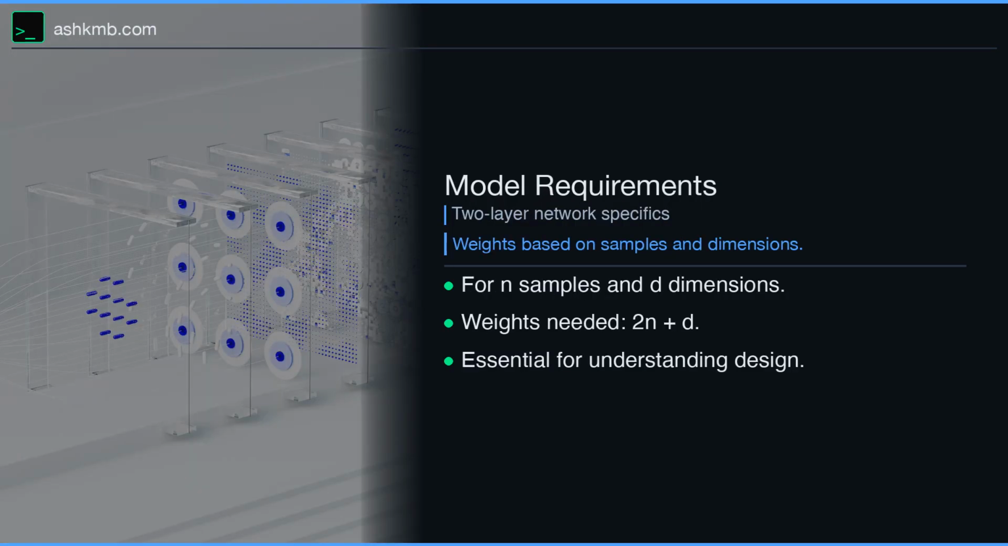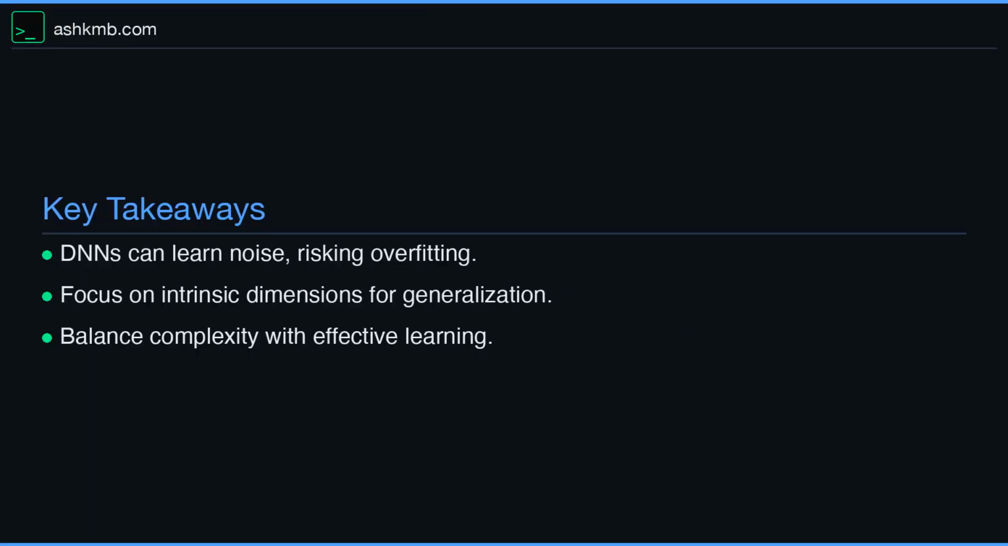For a two-layer neural network, the number of weights required is 2 times the number of samples plus the number of dimensions. This relationship is essential for understanding model design. To summarize, deep neural networks can learn noise, risking overfitting. It's important to focus on intrinsic dimensions for generalization and to balance model complexity with effective learning. Open question: how can we balance model complexity with generalization in deep learning?